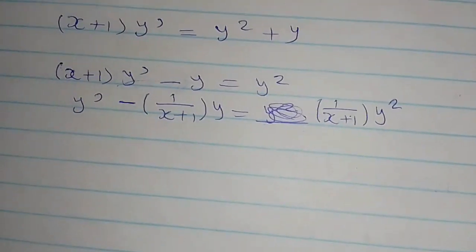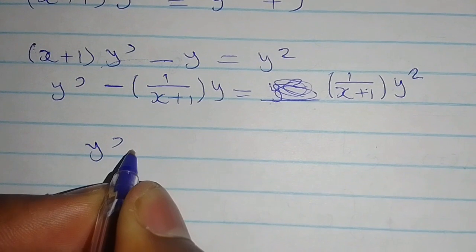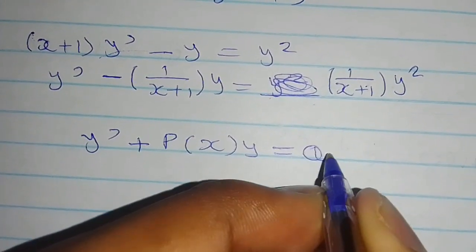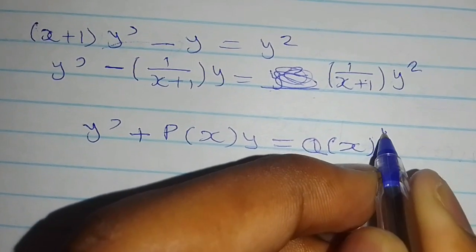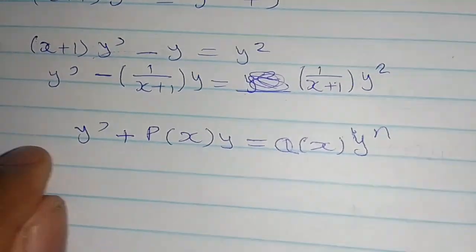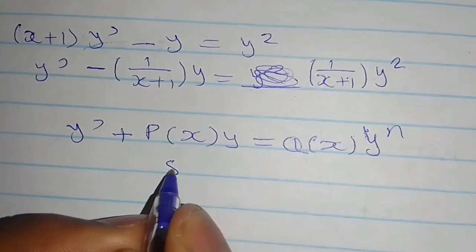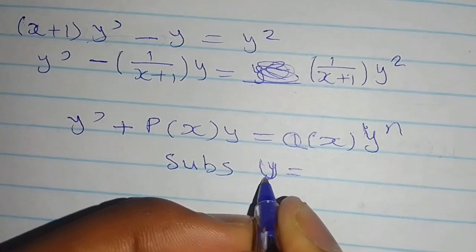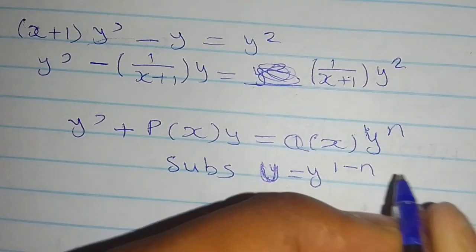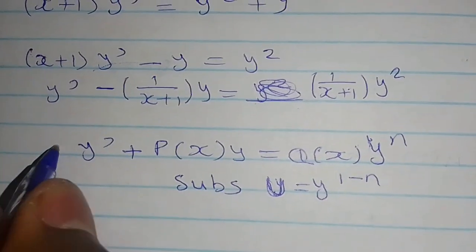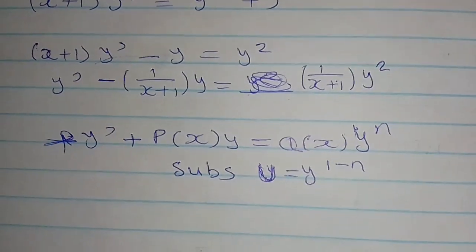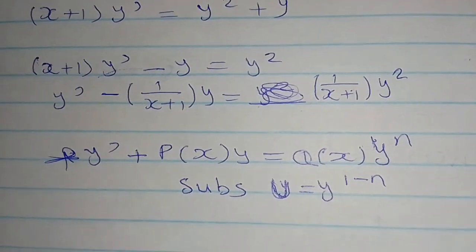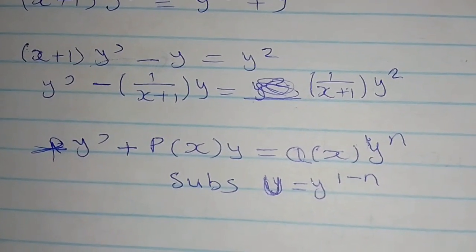So this is known as the Bernoulli equation. In general, you have y prime plus or minus p of x times y equals q of x times y to the n. Whenever you have a case like this, substitute u equals y to the power of 1 minus n. So when you have your equation written like this, you substitute u equals y to the power of 1 minus n. Okay, so let's look at an example. You can try this one here and test yourself on that one.